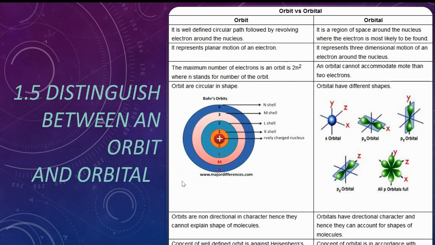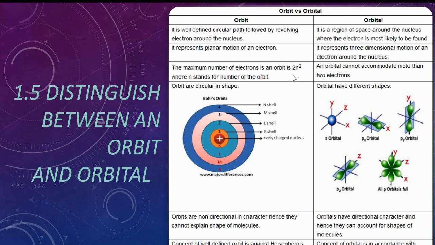The difference between the orbit and the orbital: an orbit is a concentric ring or circular path, whereas an orbital is the region of space around the nucleus where the probability of finding the electron is maximum. An orbit indicates planar motion because it is a concentric closed ring, whereas an orbital indicates three-dimensional motion of the electron because the structures are three-dimensional. The maximum number of electrons in each orbit is 2n². So first 2 electrons, then 8, 18, and finally 32 electrons.